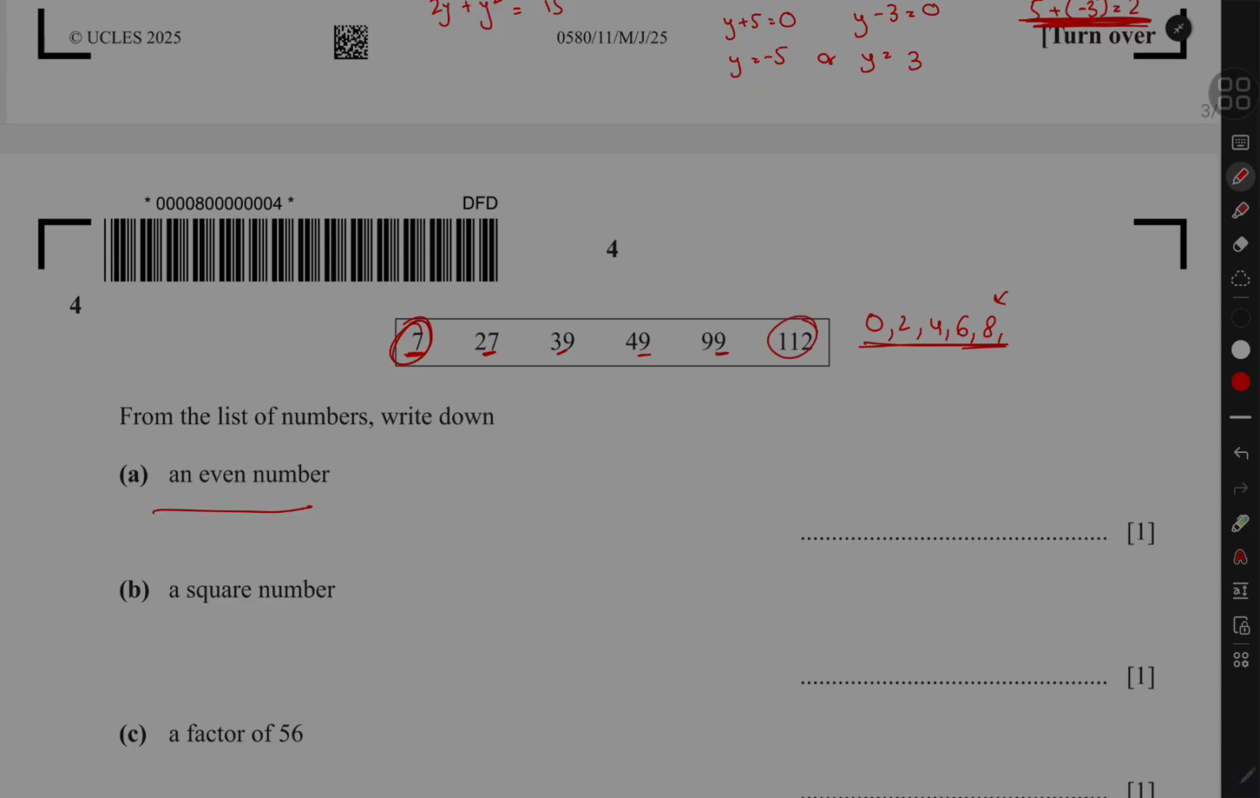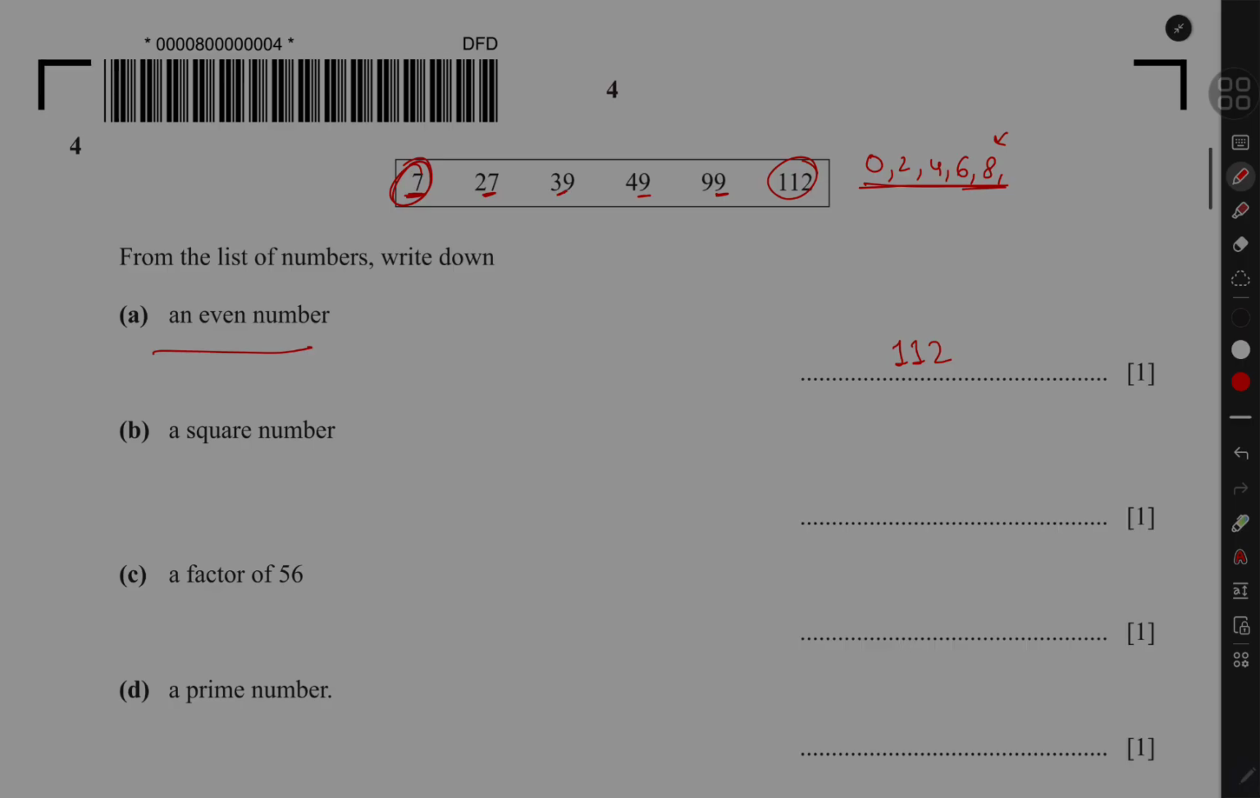9, no. 112, yes. A square number, okay? So I guess you should memorize some square numbers. 1 squared is 1, 2 squared is 4, 3 squared is 9, 4 squared is 16.